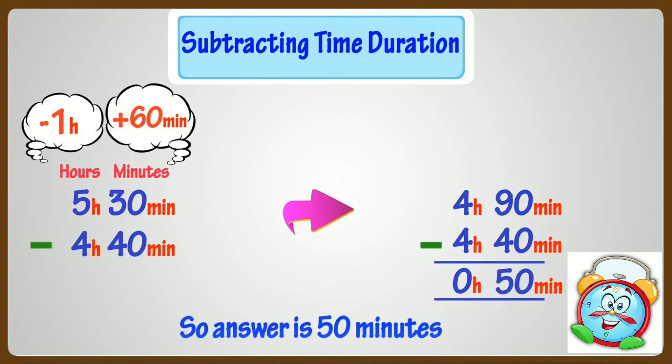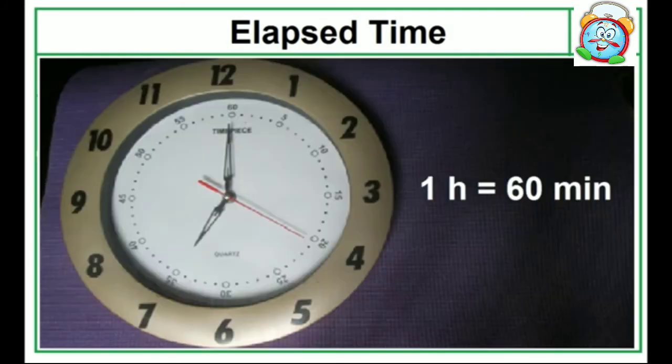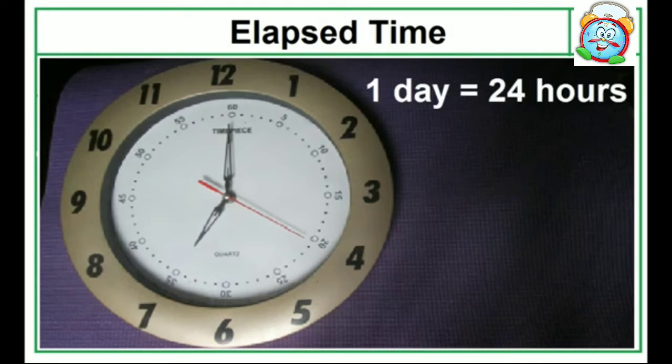Now let's learn about elapsed time. Elapsed time is the difference between a beginning time and an ending time. To find the elapsed time, it is important to know that 1 hour is equal to 60 minutes.